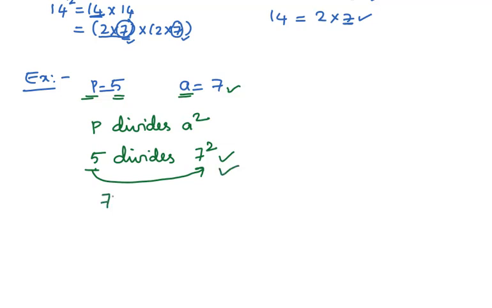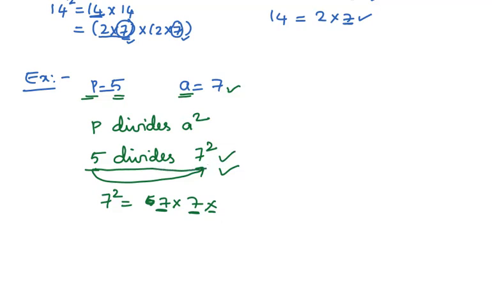Let's check the prime factorization of 7 square. 7 square is 7 into 7. Do we have 5 in the prime factorization? No. If we don't have 5 in the prime factorization, then we cannot write the statement 5 divides 7 square. This statement is wrong. Which statement? 5 divides 7 square.